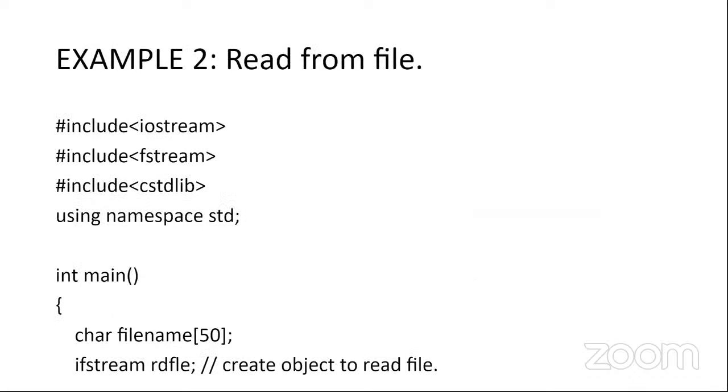Now example 2, this is read from file. Here we use the fstream header file and the C standard library to use a function, just to use a function which exits from a file to handle any exception or error. So now let's go through it. First we created an array for the file name, and then we created rdfile, an object to read from the file. Now next slide.